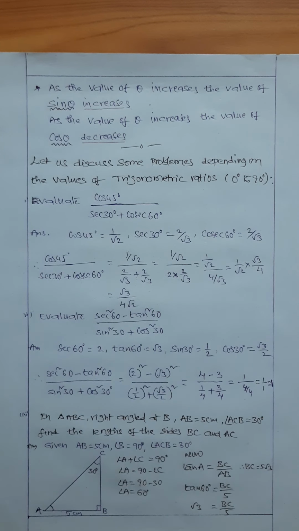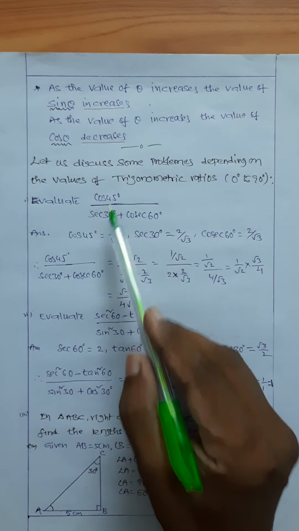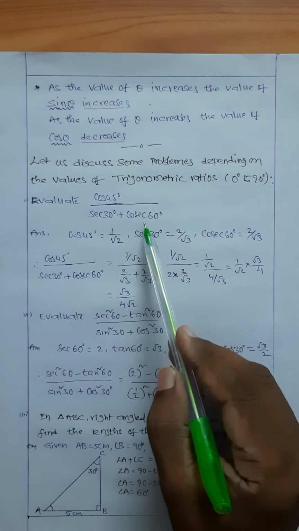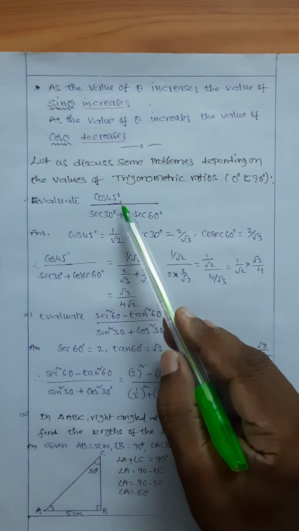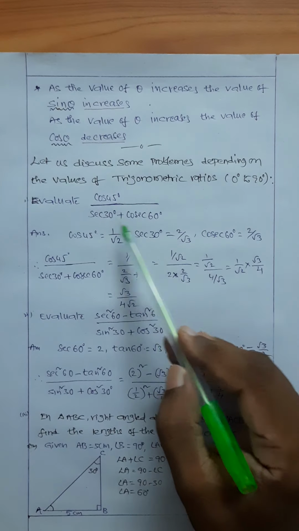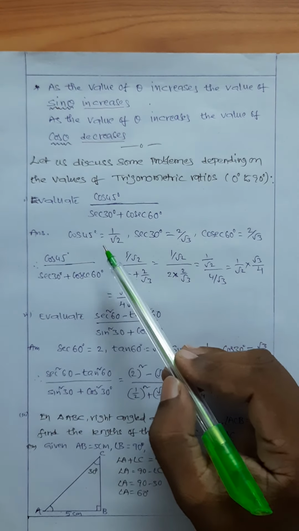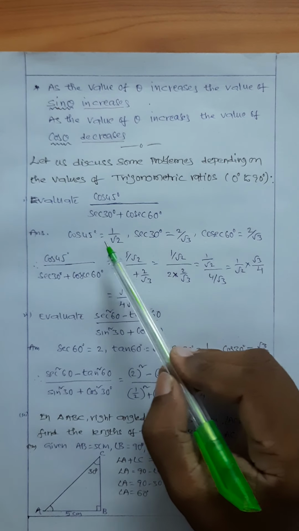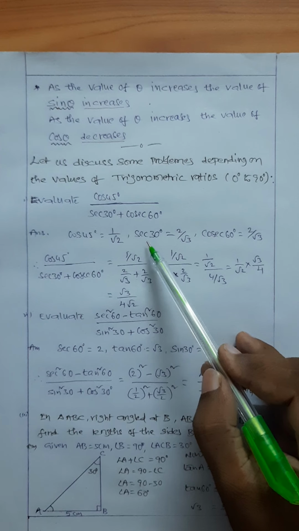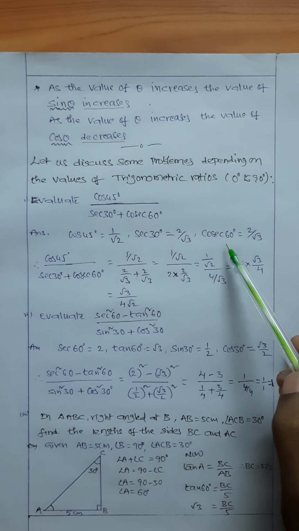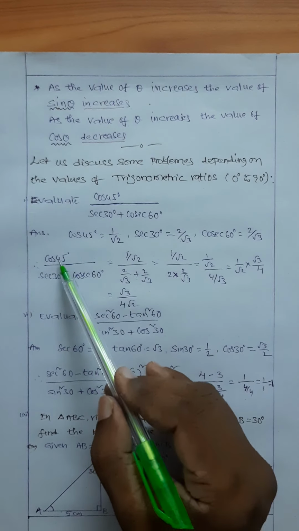It is asked to evaluate cos 45 degrees by secant 30 plus cosecant 60. These are already specific values. You know all these values, 45, 30, 60. You can call back the values from the table. Cos 45 is 1 by root 2. Secant 30 is 2 by root 3. Cosecant 60 is 2 by root 3. Simply we substitute those values in this expression.